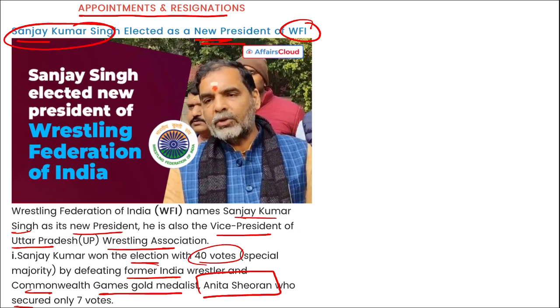And before Sanjay Singh, who was the president of the Wrestling Federation of India, not World, Wrestling Federation of India, that is WFI? Brij Bhushan Sharan Singh, right? Mark this.